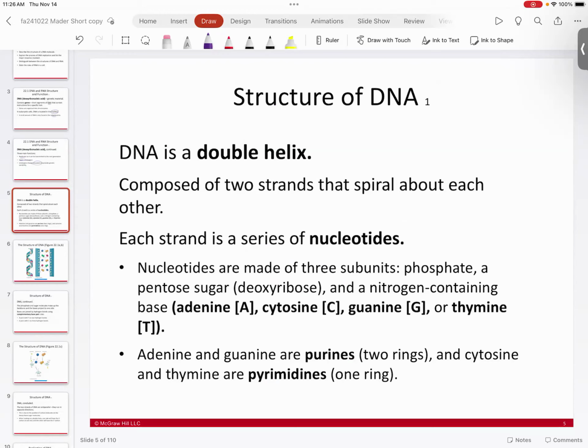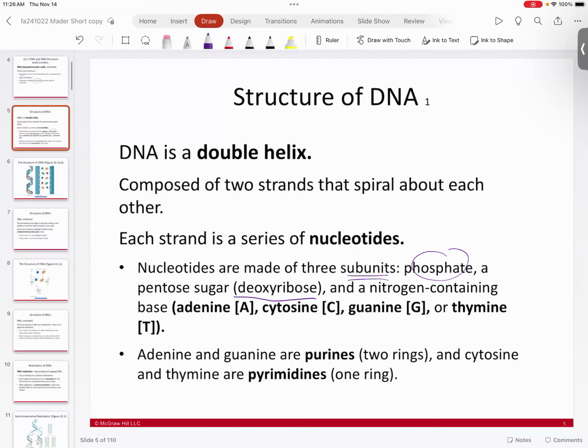The structure of DNA is actually fairly simple. It's a double helix, like a twisted rope ladder. It has two strands that spiral about each other, and it's composed of a series of nucleotides, which are the subunits of DNA. Those nucleotides have three main pieces: a phosphate group, a sugar group, which in DNA is deoxyribose, and one of four possible nitrogenous bases: adenine, cytosine, guanine, or thymine.